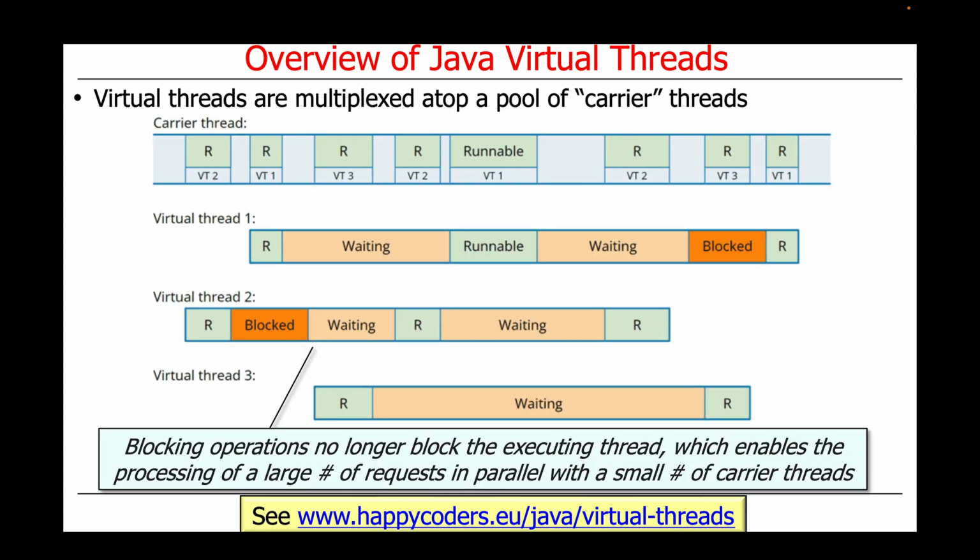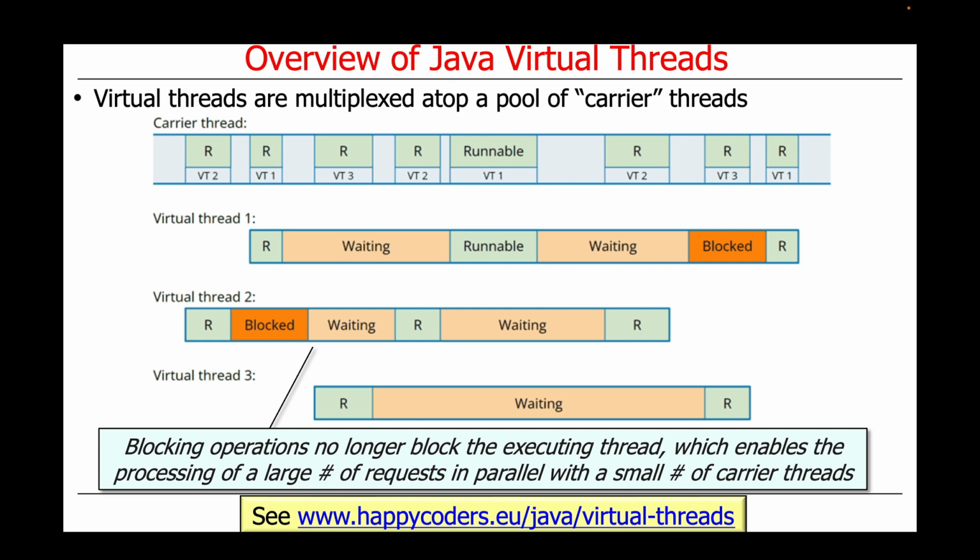Virtual threads are therefore multiplexed atop a pool of so-called carrier threads. A carrier thread is essentially a platform thread that has some other properties. As a consequence, blocking operations in a virtual thread will no longer block the underlying carrier thread, and that therefore enables a very large number of requests to execute in parallel upon a much smaller number of carrier threads. There are typically roughly about as many carrier threads as there are cores on a Java execution environment platform.